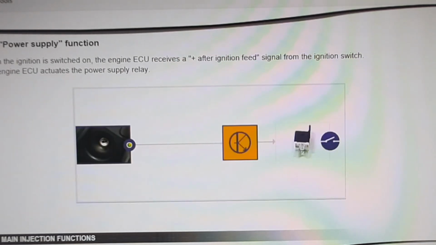When the ignition is switched on, the computer receives a positive after ignition feed signal from the ignition switch. The computer activates the power supply relay, the coil charge. When the ignition is switched off, the computer deactivates the relay after a certain delay.